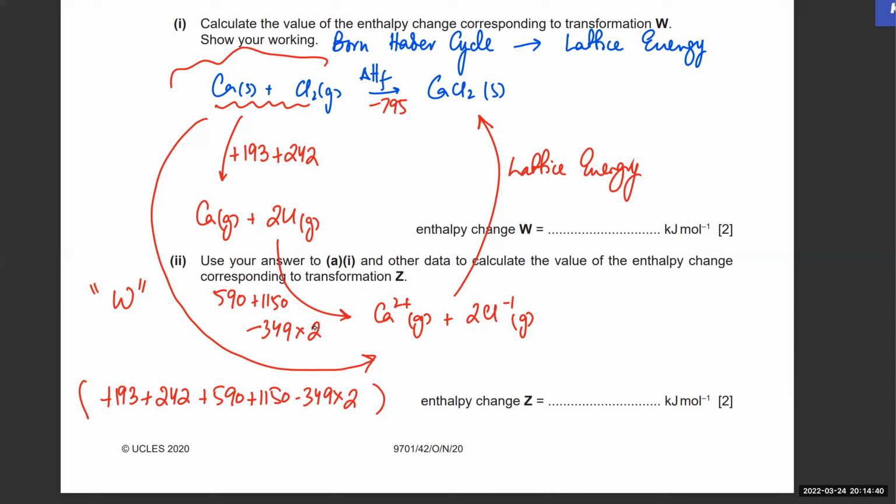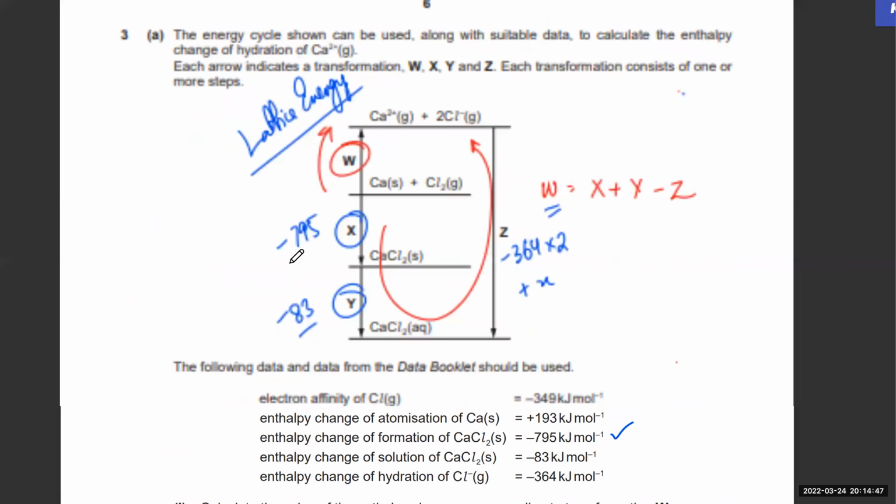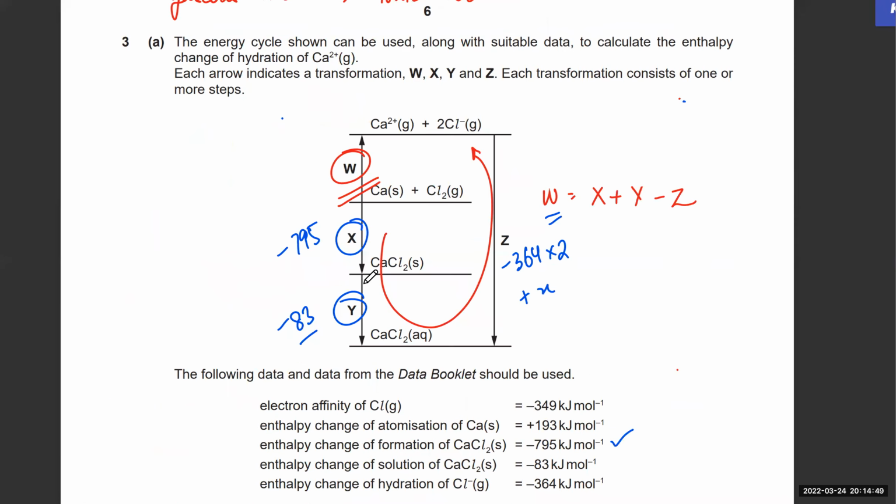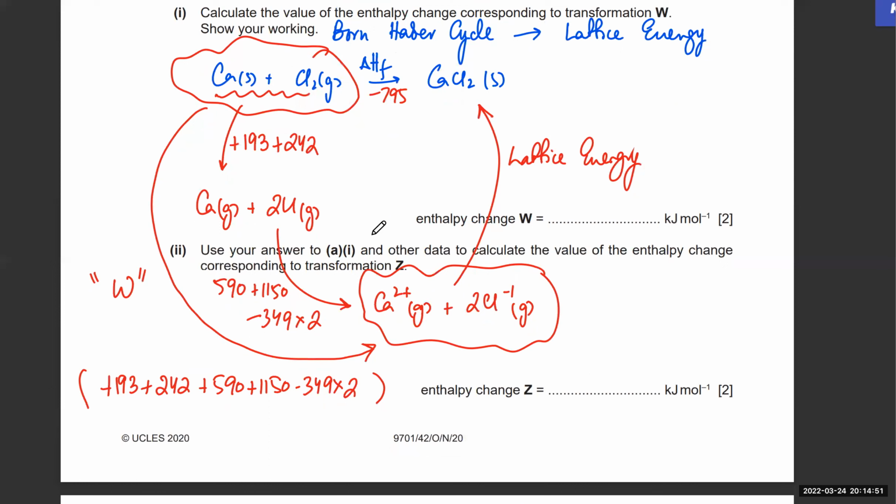You start at this point and you end at this point. And you have to be careful about the arrow direction as well. W was solid turning into gas. So that's fine. Solid turning into gaseous ions. So what do you get for this?